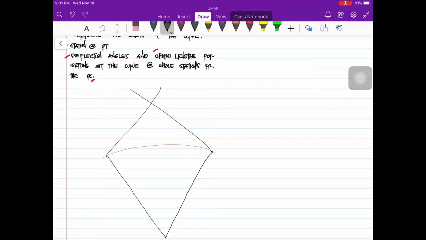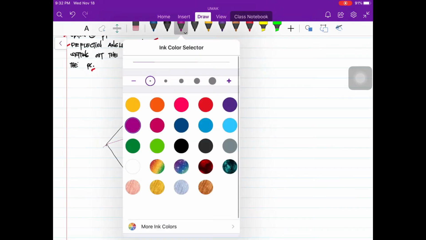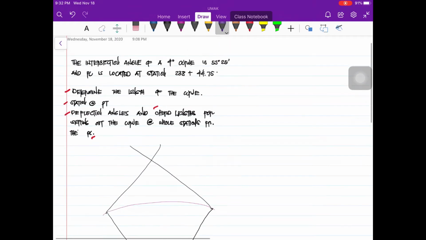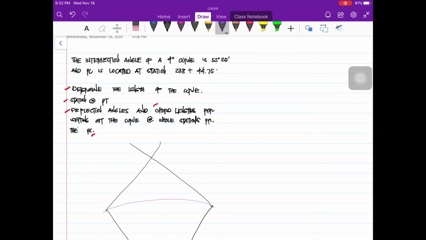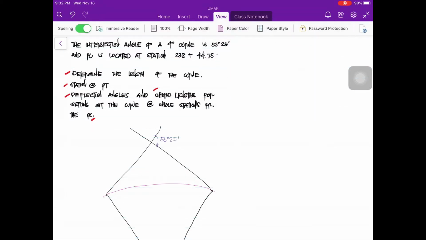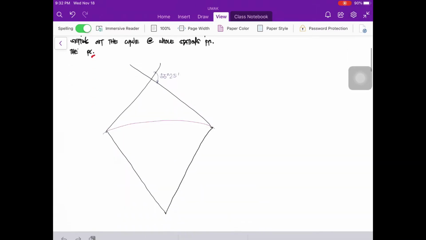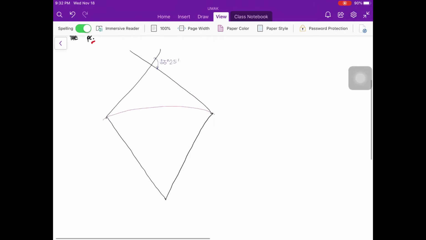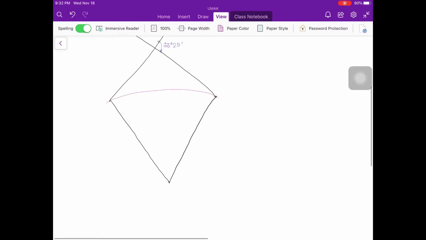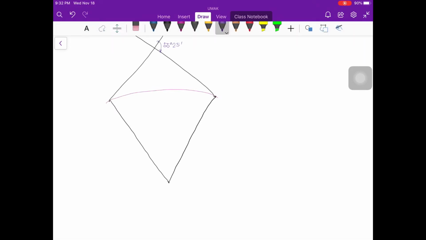Okay, so the intersection angle is what? Let's use color violet. The intersection angle is 55 degrees and 25 minutes. So this is 55 degrees and 25 minutes, meaning to say if this is 55 degrees and 25 minutes, this should also be 55 degrees and 25 minutes as well.